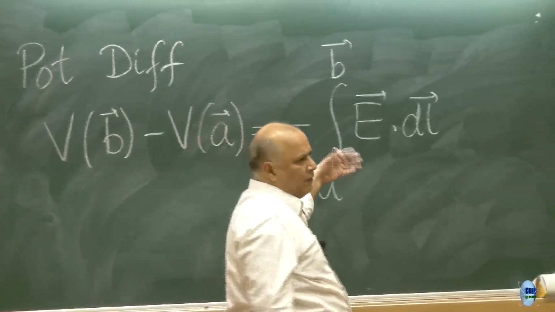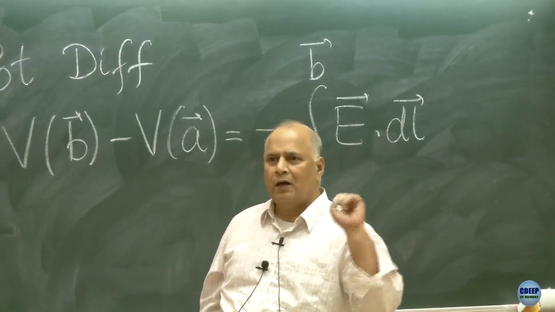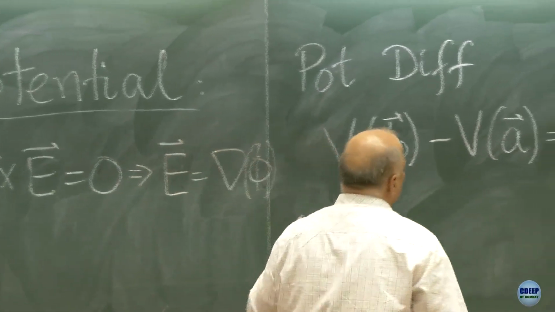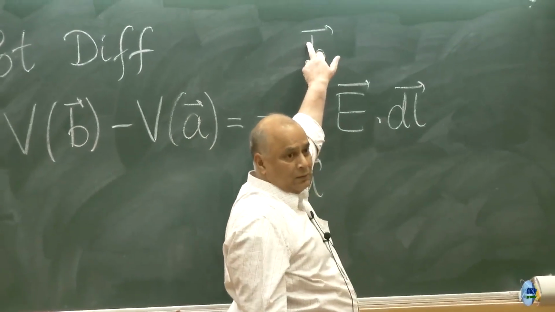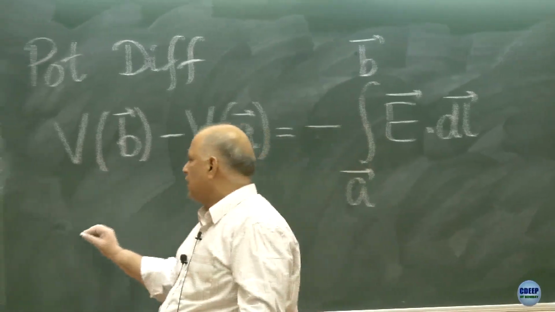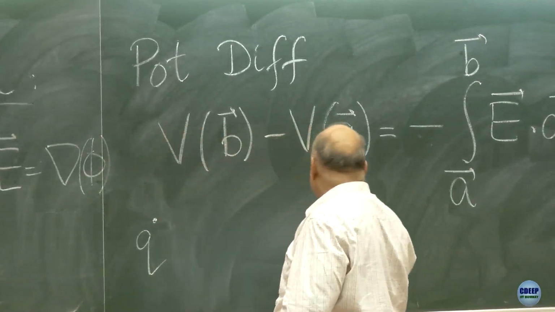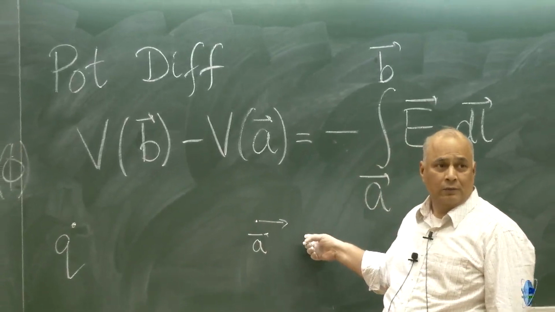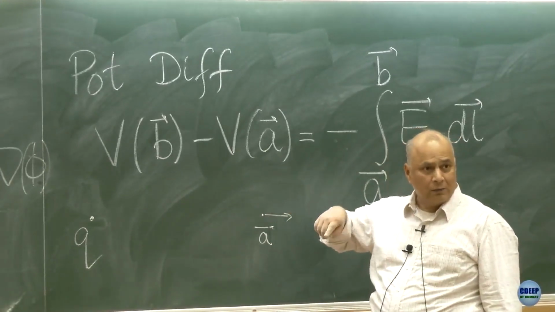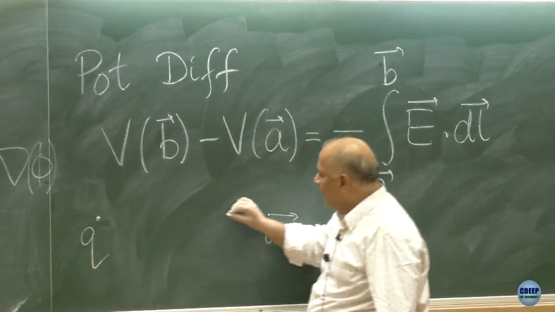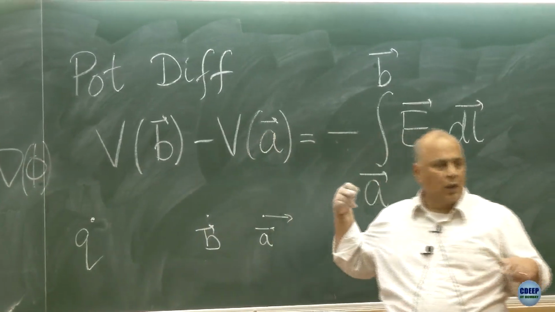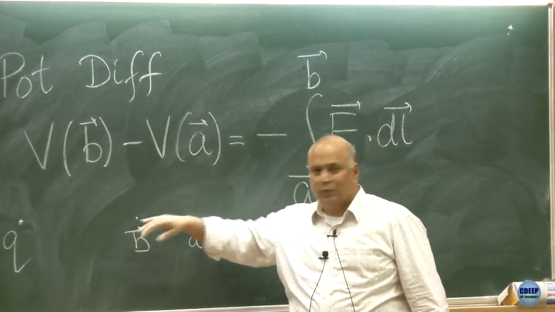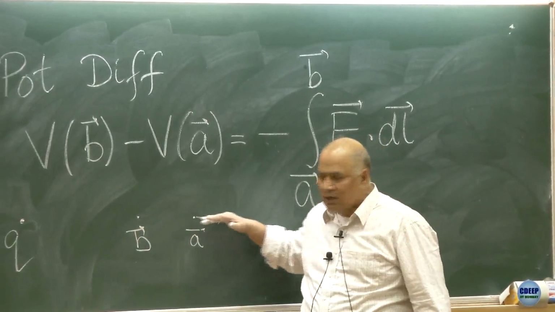And having written this definition, we say it in words. It is the work done on a unit positive test charge in moving it from point A to point B. See, there is a charge Q here, and if I put my test charge at point A, due to Q, there is a force equal to E, and I am doing work which is to move it from A to B. If I let this go, then the charge will move like this, but I am doing work to move it from A to B, so I need to apply a force which is equal and opposite, minus E.